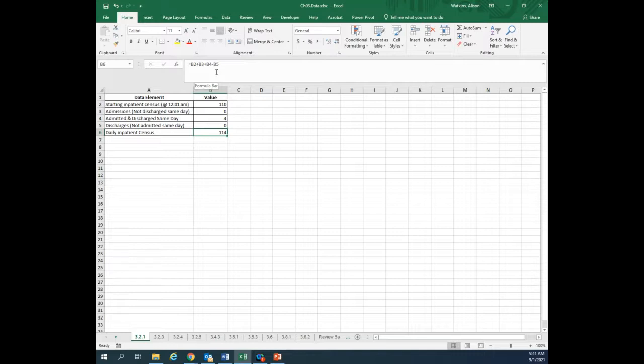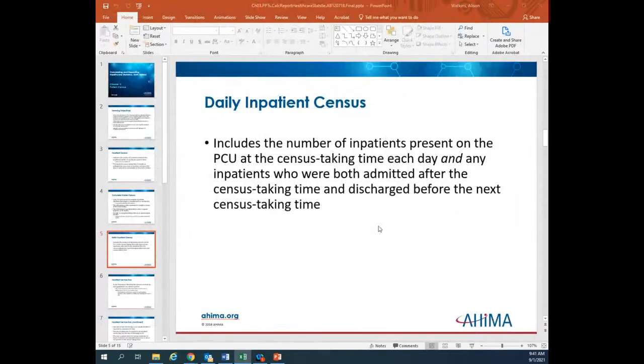All right, let's look at what we call daily inpatient census. When we talk about daily inpatient census, this includes the number of patients present on the PCU, patient care unit, at the census taking time each day and any inpatients who were both admitted after the census taking time and discharged before the next census taking time. So I want to encourage you to, in these spreadsheets, follow the wording carefully, and that will help you focus on the number that you need to put in those cells.